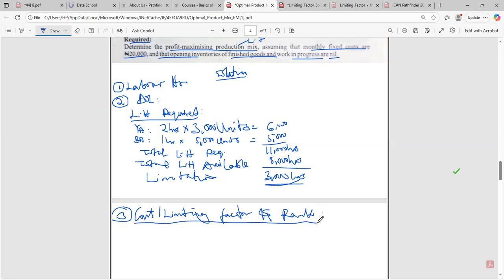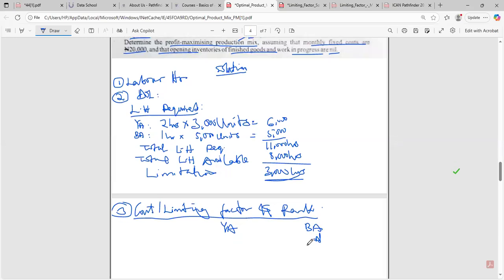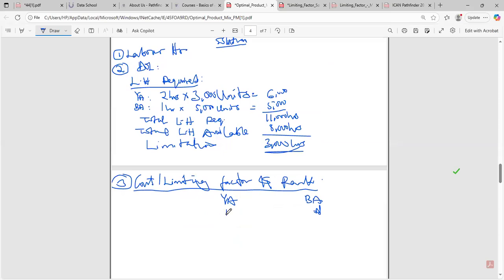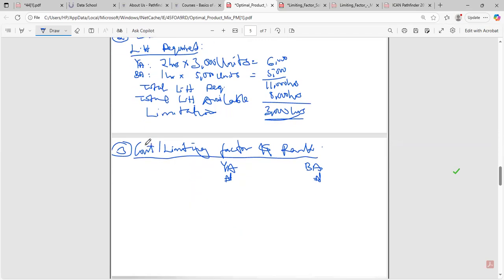Okay. Limiting factor. So we have 2 products, Abi: we have Year and we have Bar. So what's the first step? When you are calculating your contribution per limiting factor, what do you need to get first? You have to get your contribution first. That is contribution per unit first. Get your contribution before you even enter the per.